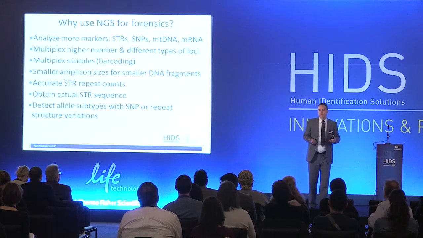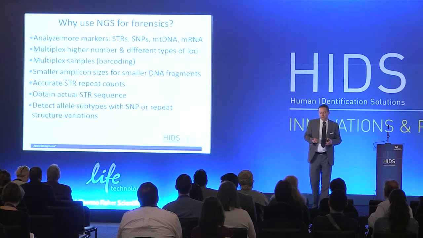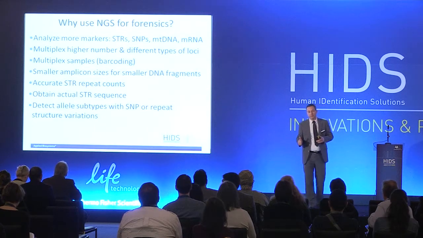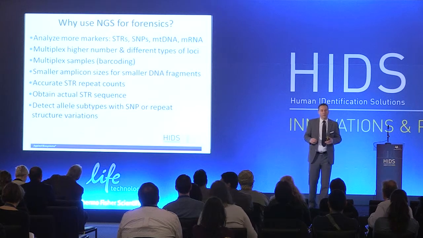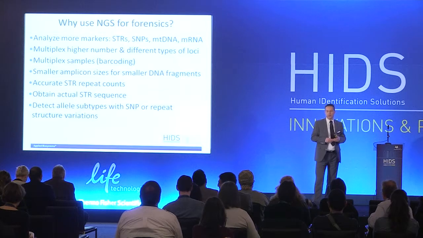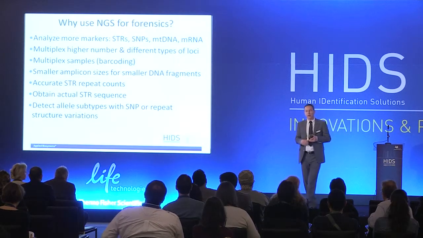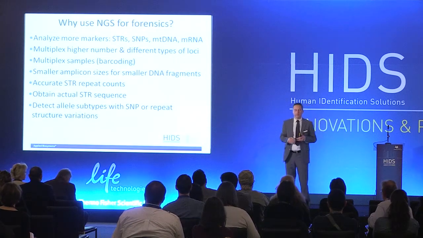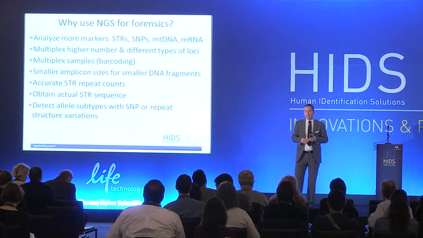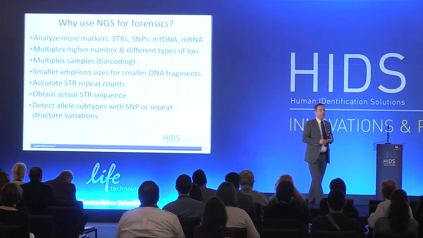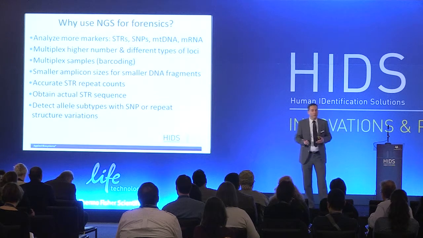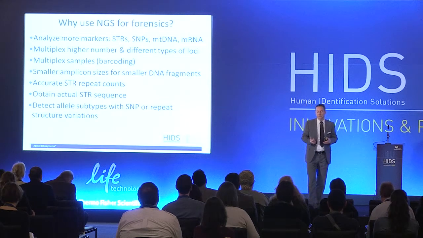NGS will allow you to analyze more markers. So not only looking at STRs, you will also be able to analyze SNPs, mitochondrial DNA, also mRNA, as we've learned today from different talks. You have a capacity of higher multiplexing, so a higher number of loci, but also different types of markers. Barcoding will also allow you to multiplex samples. And of course, NGS allows you to work with smaller DNA fragments, which will make it more likely to be helpful for analyzing degraded DNA.